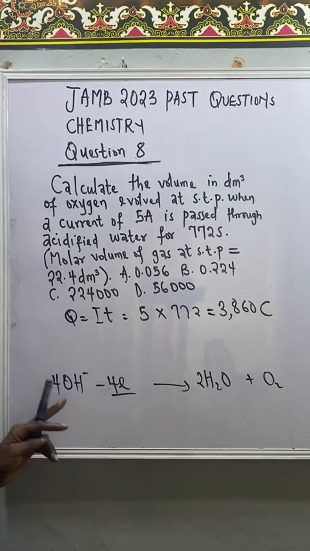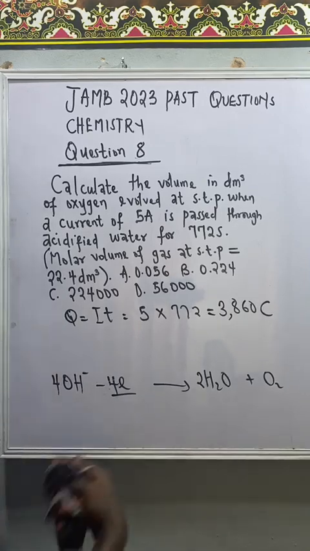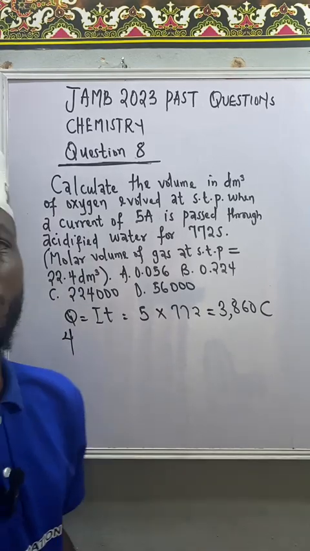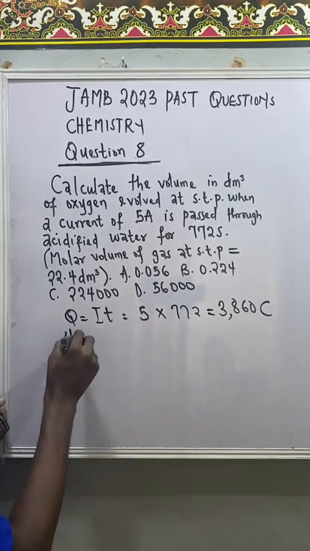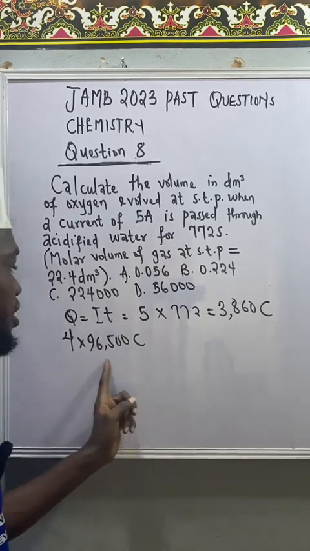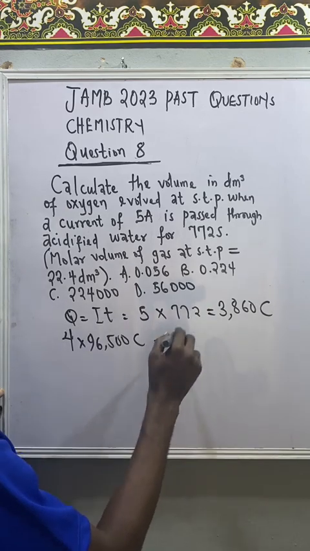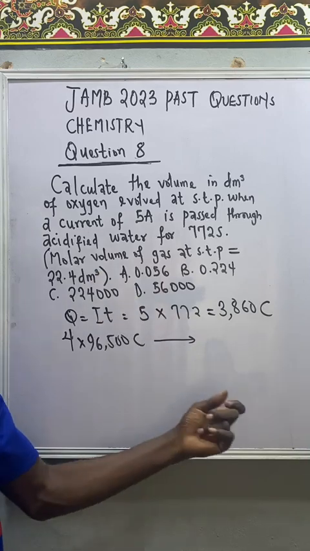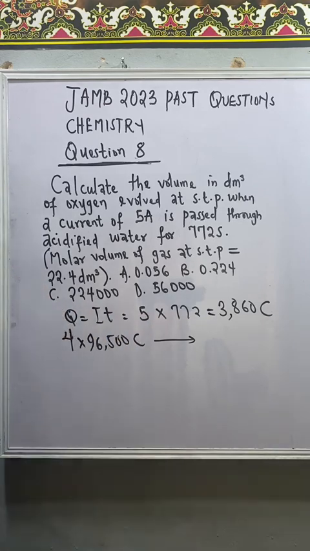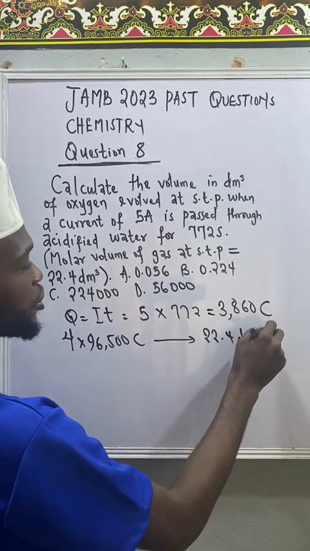Now, for 4 moles of electron, we produce 1 mole of oxygen gas. So for 4 moles of electron, we need 4 Faraday. So that's 4 times 96,500 coulomb of electricity. So 1 Faraday is 96,500 coulomb of electricity. So 4 Faraday will produce 1 mole of oxygen gas at STP. And 1 mole of oxygen gas at STP has the volume of 22.4 dm³. This will give 22.4 dm³ of oxygen.